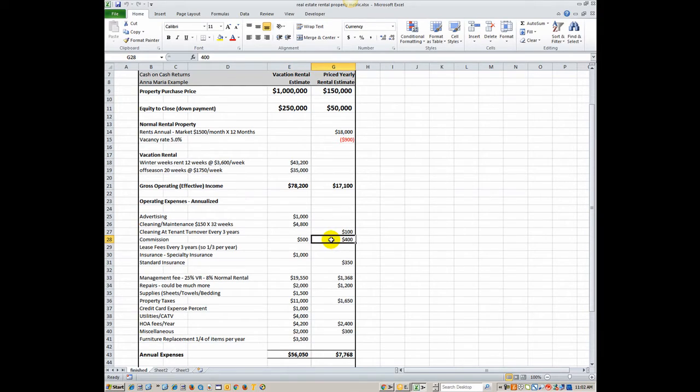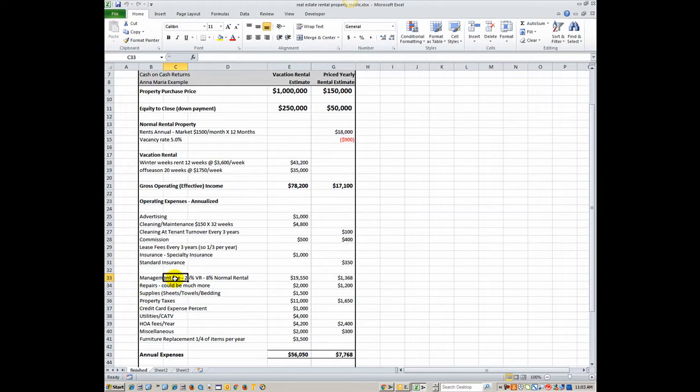And you may also seek help from a real estate person to help you rent out your yearly rental as well. Insurance, obviously you have specialty insurance for each property. Vacation rental can get quite high depending on exactly where it's at, close to water, oceans, rivers. Standard insurance for small rentals, usually not too much to carry.